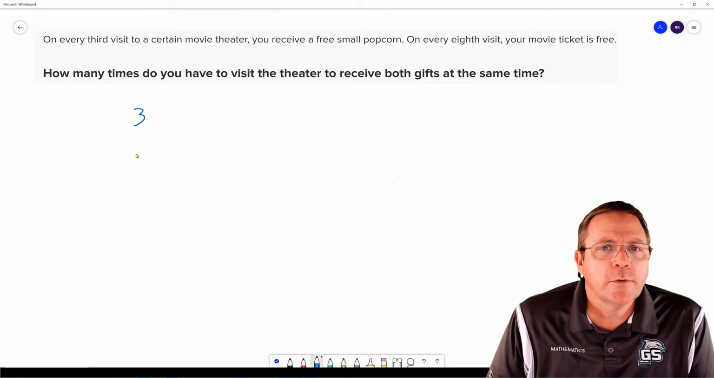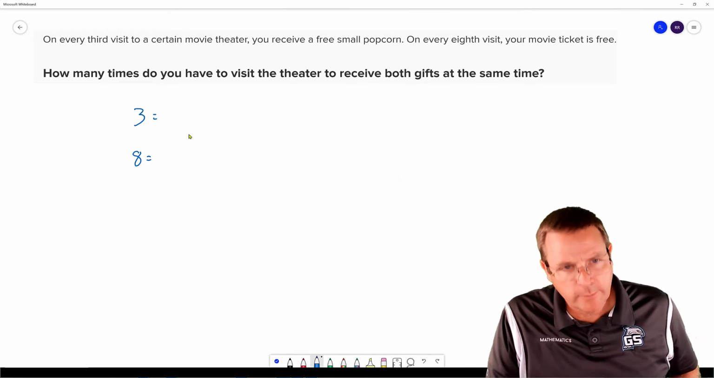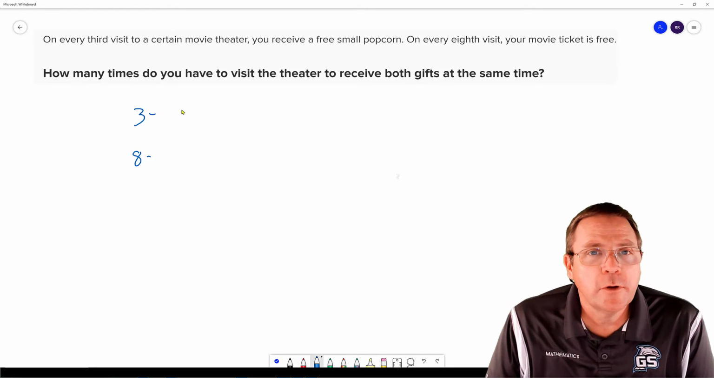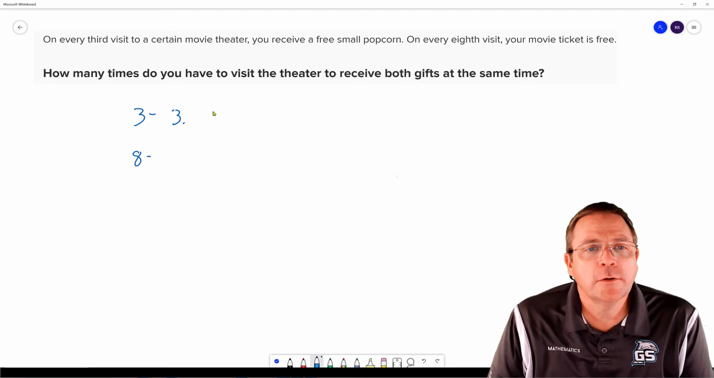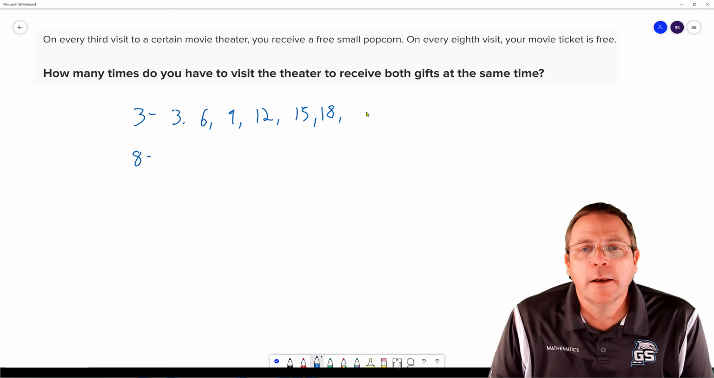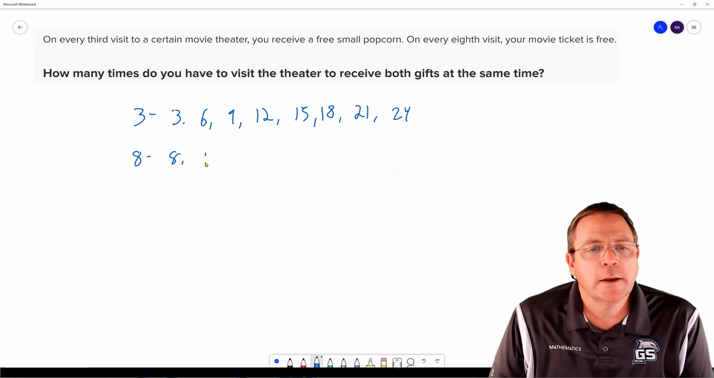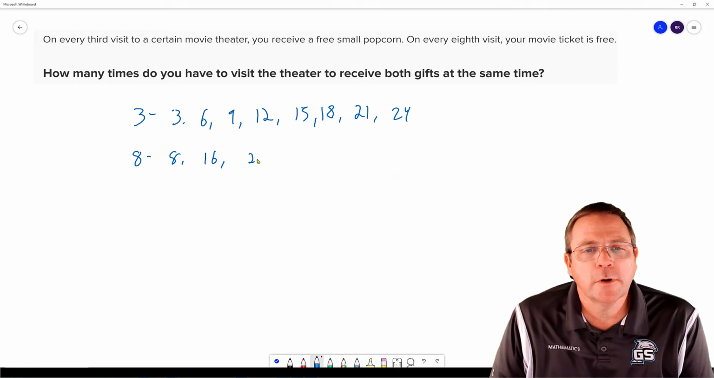The numbers we're working with are 3 and 8. So 3's multiples are going to be, and really those shouldn't be equal signs, just hyphens there. 3's multiples are going to be 1 times 3 is 3, 2 times 3 is 6, 3 times 3 is 9, 4 times 3 is 12, 5 times 3 is 15, 6 times 3 is 18, 7 times 3, 21, 8 times 3, 24, that should be plenty. 8 is going to be 8 times 1 is 8, 8 times 2 is 16, 8 times 3 is 24, 8 times 4 is 32, and we just passed it right here.